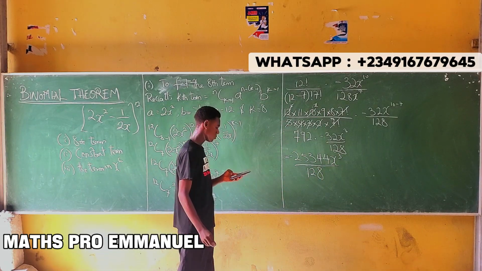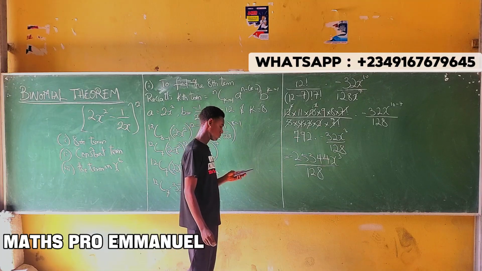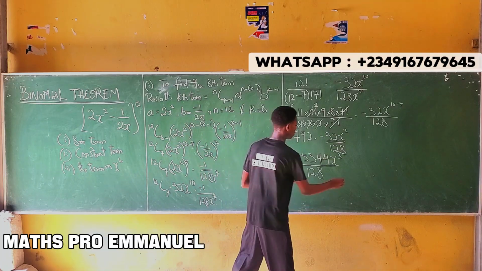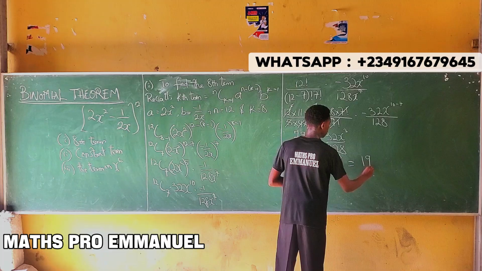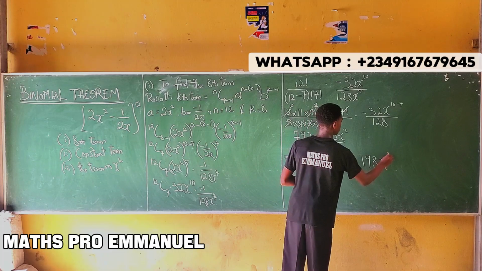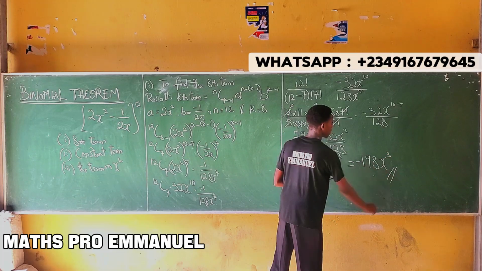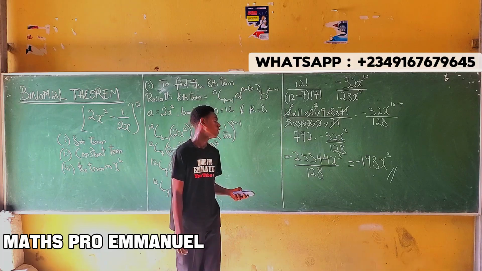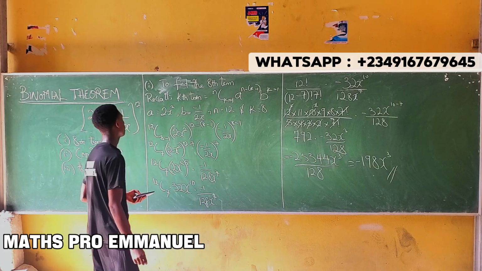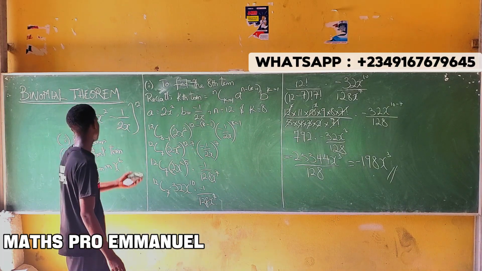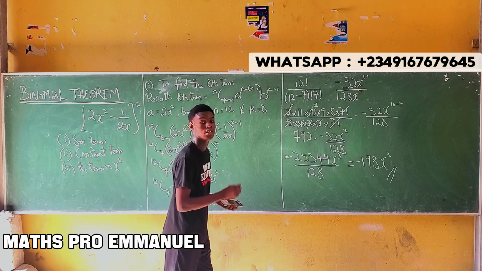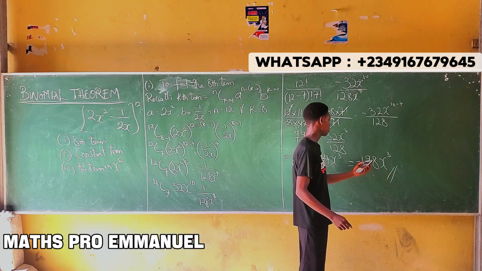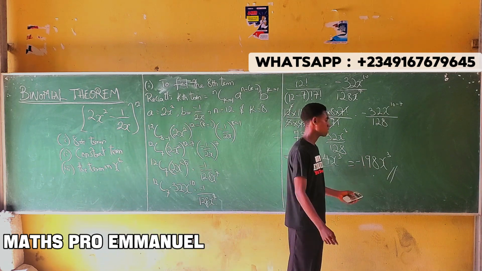Now let's divide it by 128. The result is 198 x cubed. Don't forget there's a negative sign here. So that becomes the answer. Now the 8th term in this expansion, the expansion of 2x squared minus 1 over 2x all raised to the power of 12, the 8th term is now minus 198 x cubed.